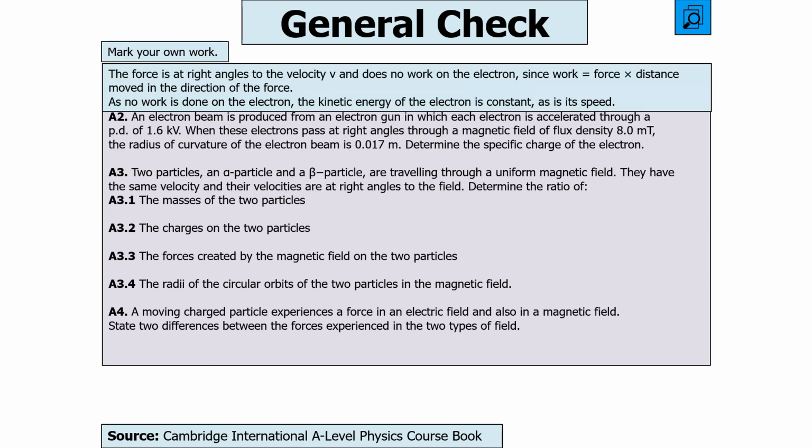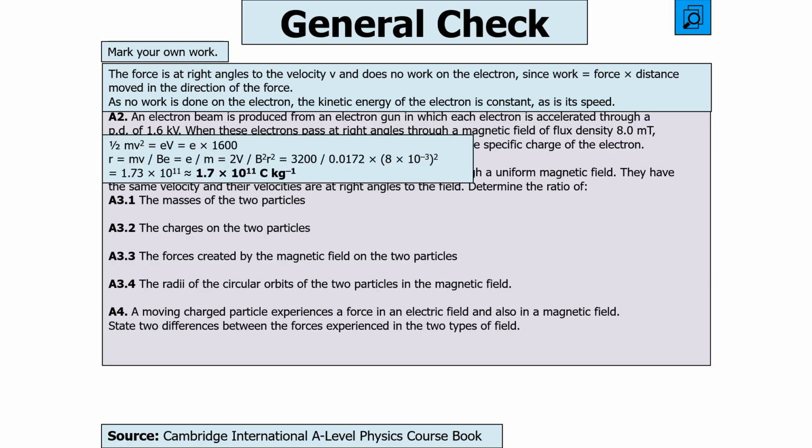Right, in our first one, the force is at right angles to the velocity and does no work on the electron, since work is equal to force times the distance moved in the direction of the force. As no work is going to be done on the electron, the kinetic energy of the electron is constant, as is the speed. In our next question, we know that the kinetic energy is equal to eV. So therefore, we can say r is equal to mv over bq, and we also know the specific charge is q over m. So we can pop in our values, rearrange, and we get 1.7 times 10 to the 11 coulombs per kilogram.